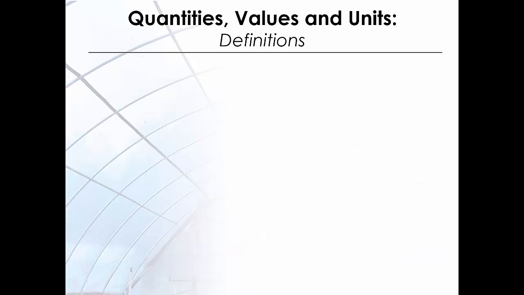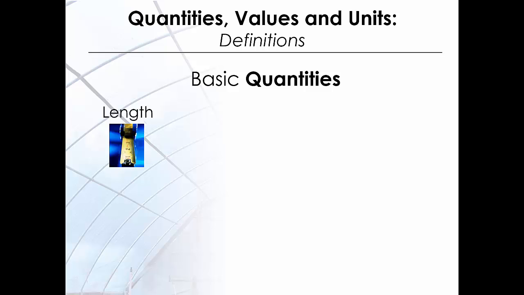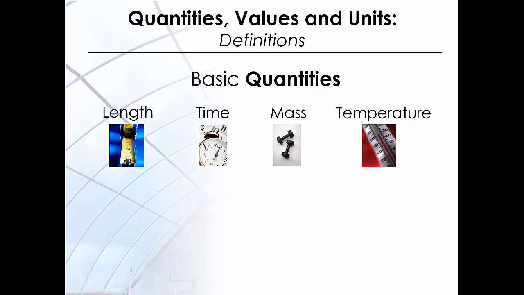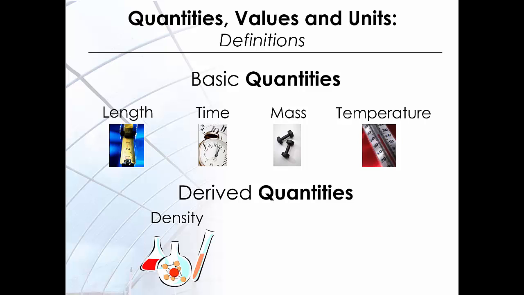A quantity can be a basic property or basic quantity, such as length, time, mass, or temperature, or it can be a multiplication or division of basic properties, such as density as the ratio of mass and volume, or in the case of velocity, which is the ratio of length and time.